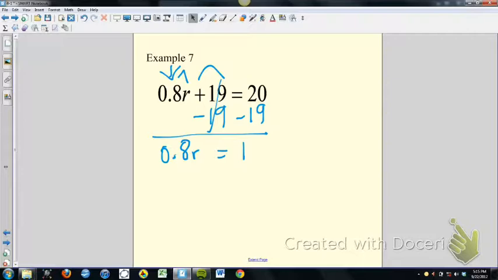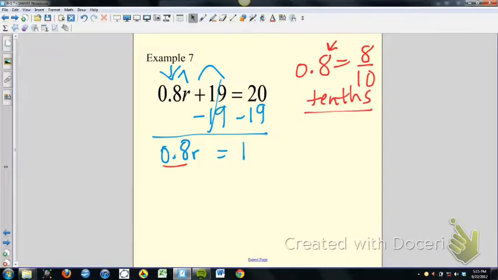Now sometimes I like to change, I'm a big fraction person, so I like to change things into fractions. So 0.8 is the same as 8 over 10, right? Because 0.8, this is the tenths position, so I have 8 in the tenths position. That's the same as the fraction 8 over 10, which, if I want to reduce it, is the same as 4 over 5, because 8 and 10 share a factor of 2. So I have 8 over 10, r is equal to 1.